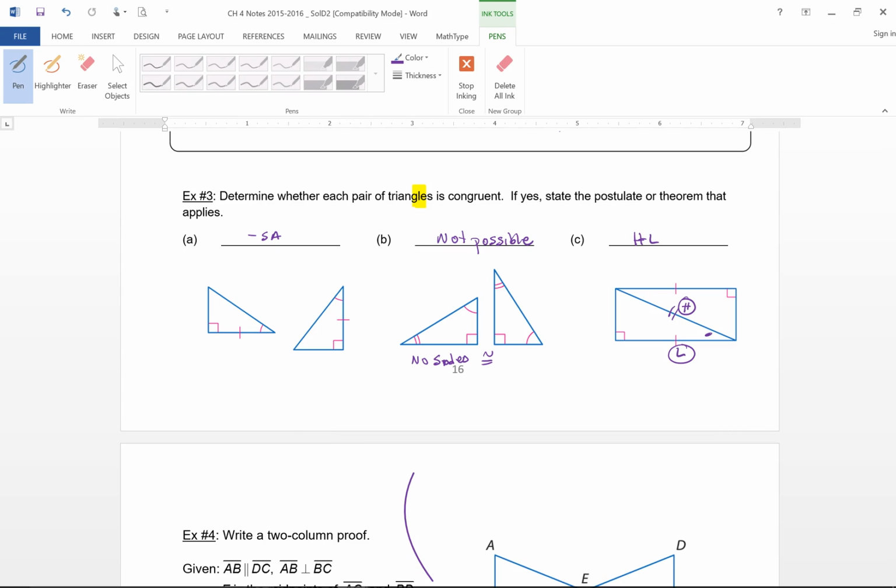Because when you don't have any sides congruent, then you cannot prove that triangles are congruent. If all 3 angles are congruent to all 3 angles, they could have very different sizes but still have congruent angles. Okay.